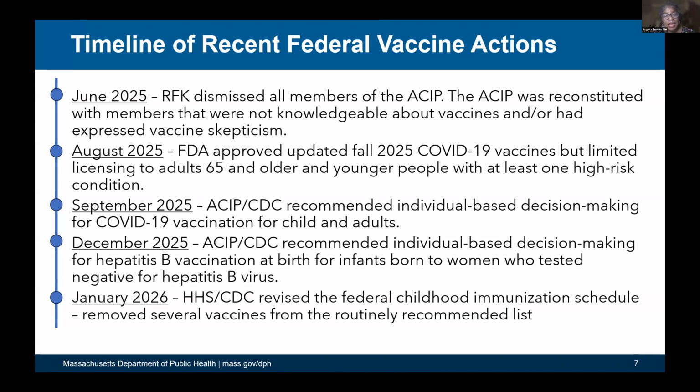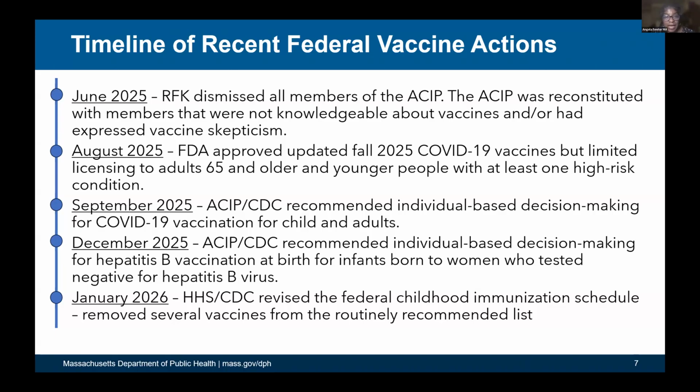In August, the FDA approved the updated COVID-19 vaccines. They licensed them, but only for adults over age 65 and younger people with one high-risk condition. And as Gillian was saying earlier, sometimes people don't really know what their risk level is. So that was restricting the licensing at the FDA level, which is not typically their role. They would typically not do that. The ACIP would say who would get the vaccines. So that was another concern.